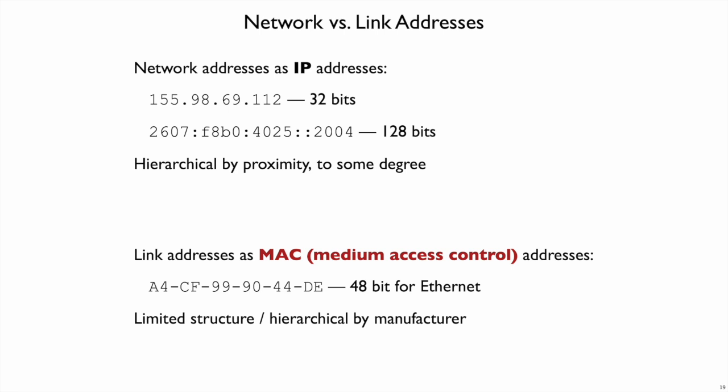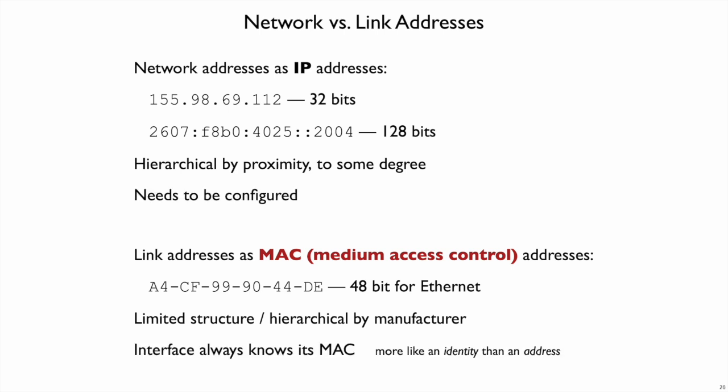We know there's some structure to IP addresses. They're hierarchical and roughly by proximity, at least enough to be useful for routing. MAC addresses have a more limited structure, and they're hierarchical by manufacturer instead of location. So A4 at the beginning here might represent the manufacturer of an Ethernet card.